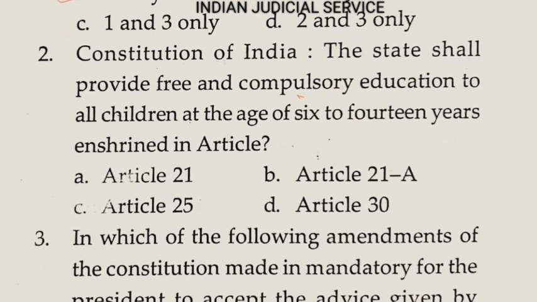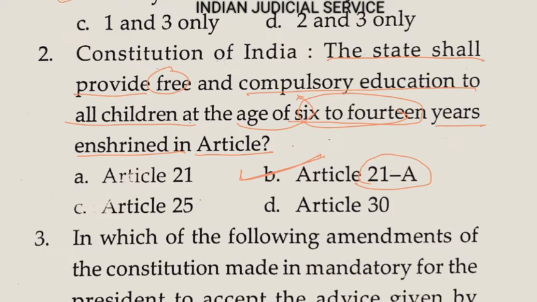Now question number 2. The state shall provide free and compulsory education to all children from the age of 6 to 14 years, as provided in Article 21A. So the answer here is option B.